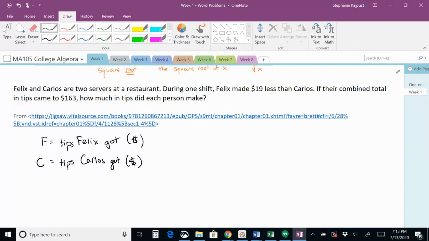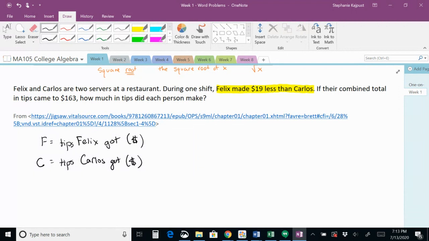So I'm looking for the tips that both Felix and Carlos made. And so I've got the second sentence that says, during one shift, Felix made $19 less than Carlos. So this entire phrase is something that we can translate directly from English into mathematics.